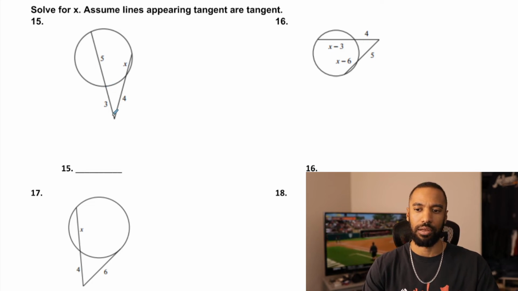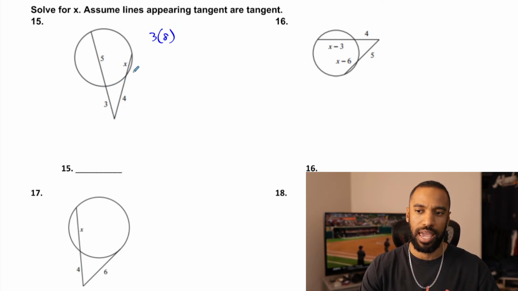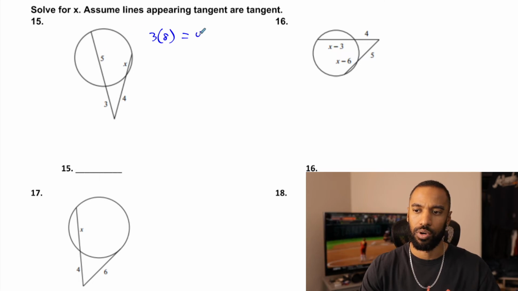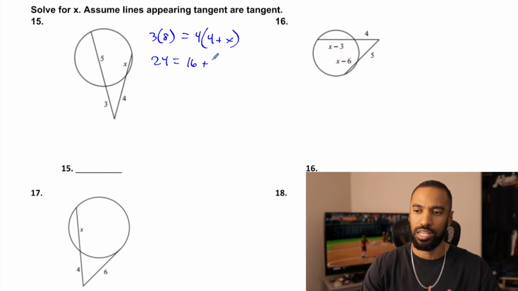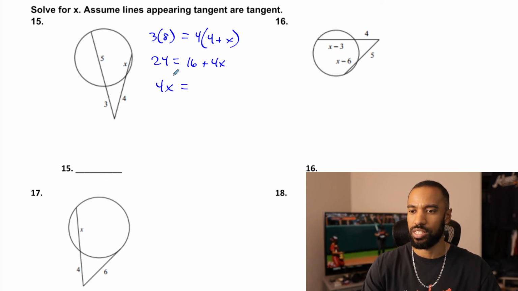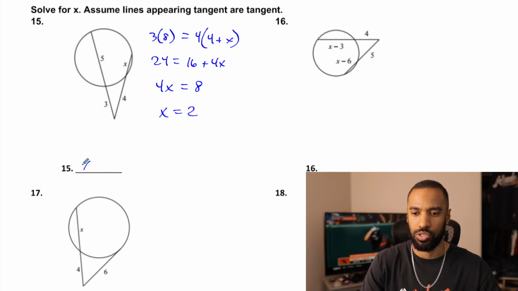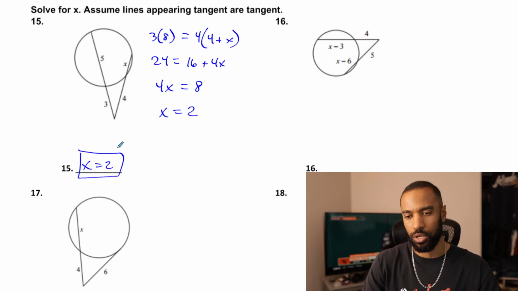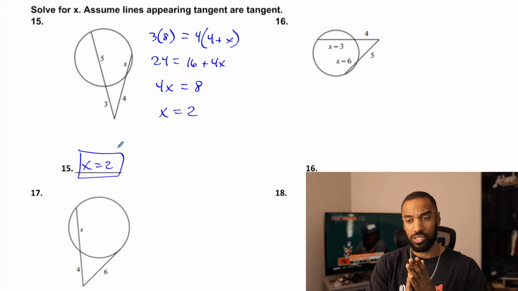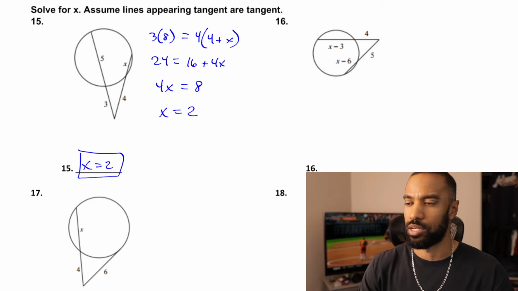All right, we learned outside times whole equals outside times whole. So 3 times 8, that's 3 plus 5, equals outside 4 times whole, 4 plus x. 24 equals 16 plus 4x. If you distribute, subtract 16 and you get 8, I think, and divide by 4, you get x equals 2. Yes, I will be working relatively fast. We already did problems like this, and algebra. Basic algebra is something I'm not going to spend time talking about.